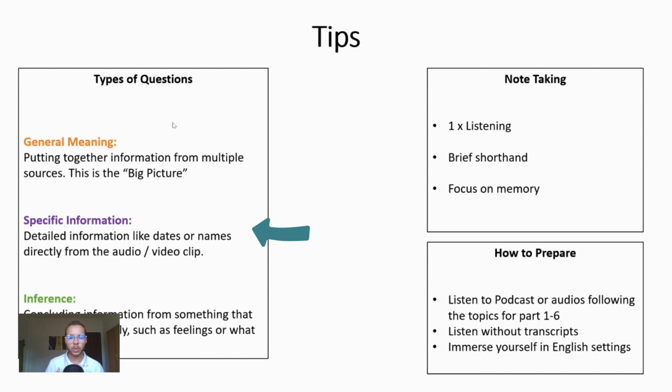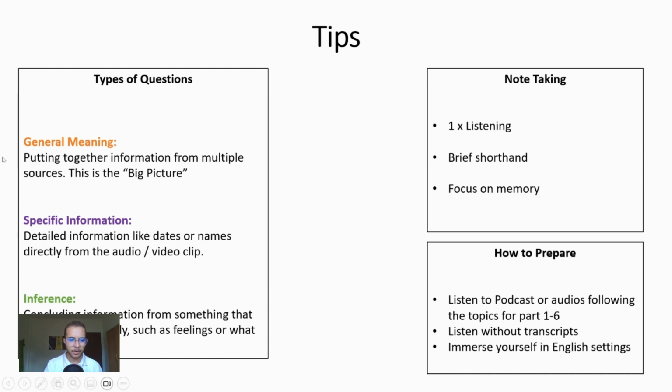Specific information, we're looking for dates, names, addresses, things that you can record down. So you probably will take notes on these, like the date of his birthday or the name of her grandma. So you'll be talking directly about the information. For an example, the man's job is direct information.